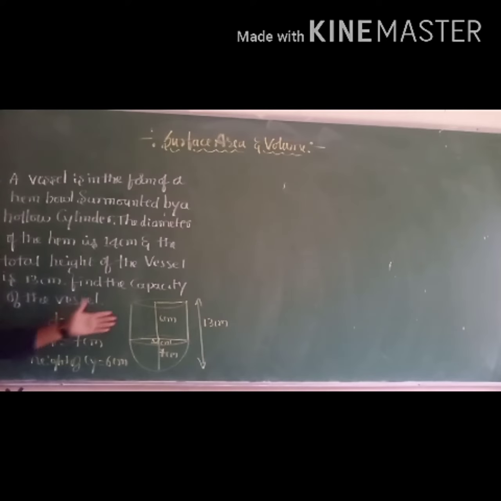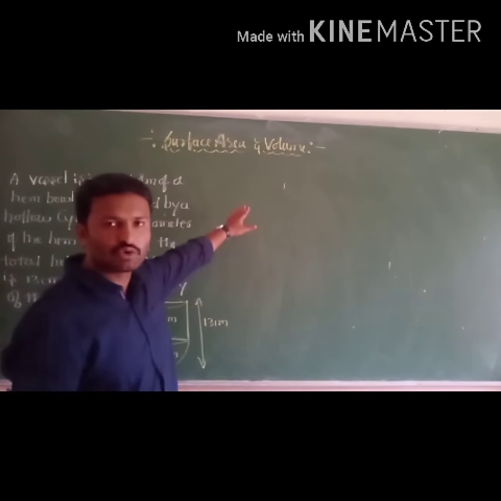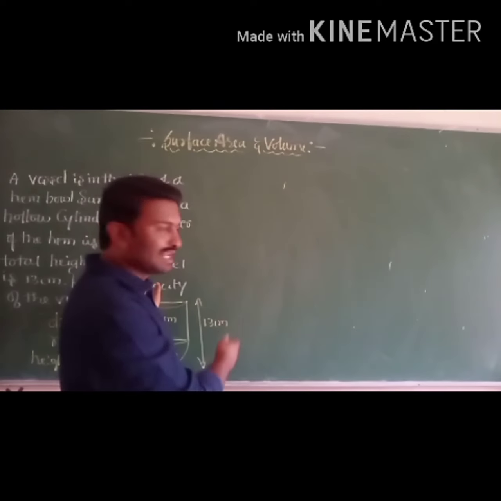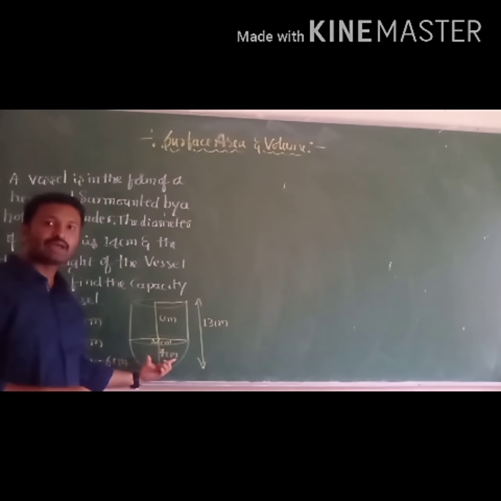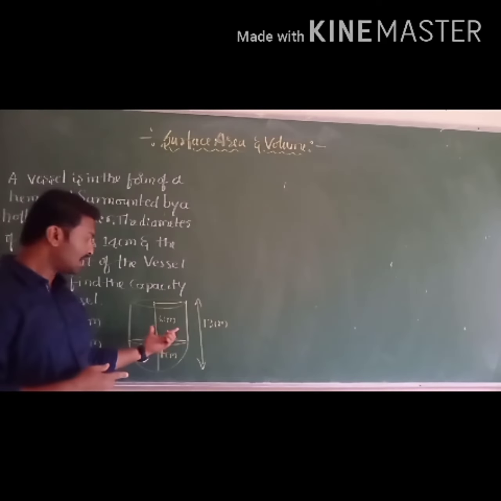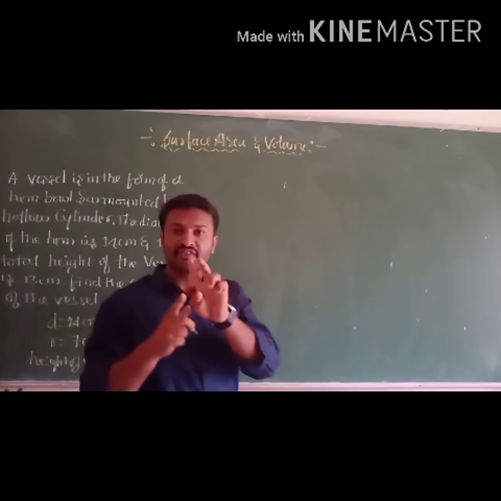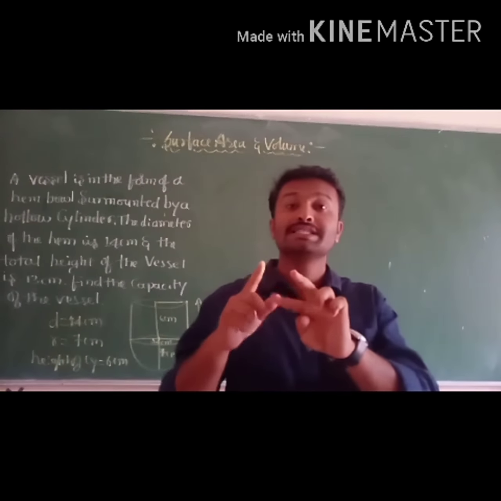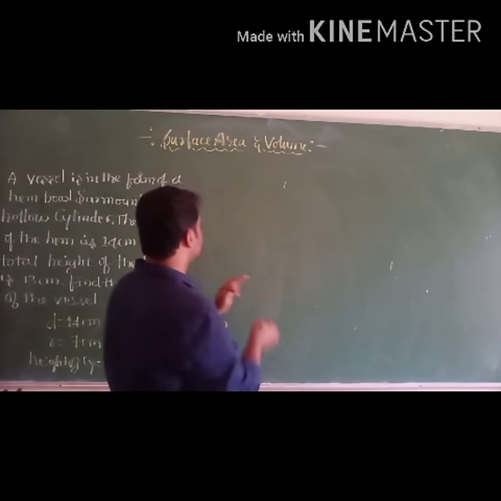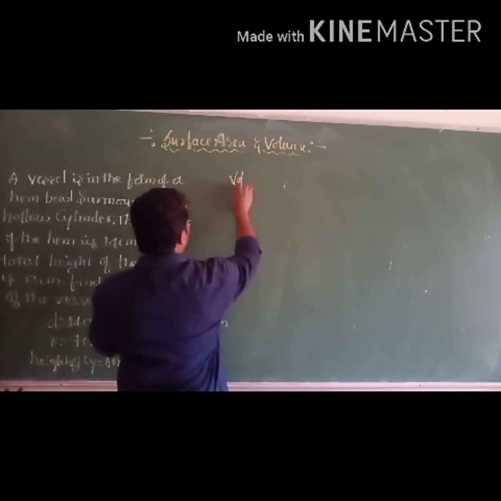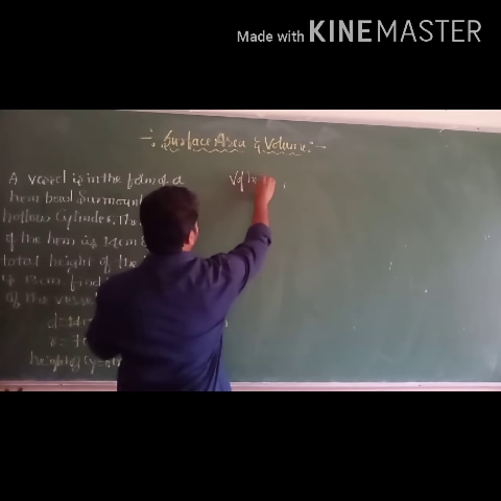Okay, what we have to find out now? After getting the height of the cylinder, find out the capacity. Capacity means we have to find the volume of this vessel. First we will go one by one. I will first find the volume of the hemisphere and the volume of the cylinder. First, the volume of the hemisphere.